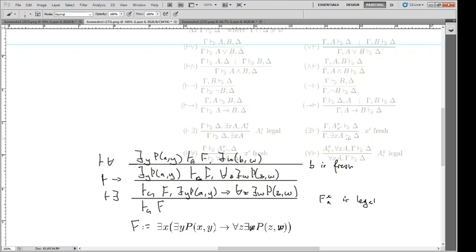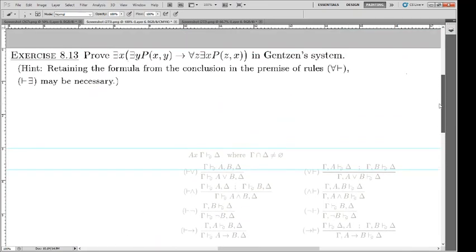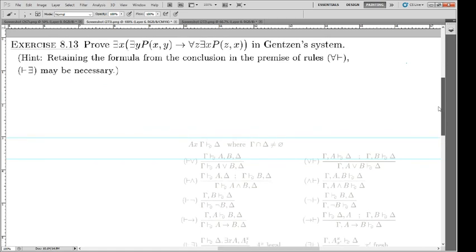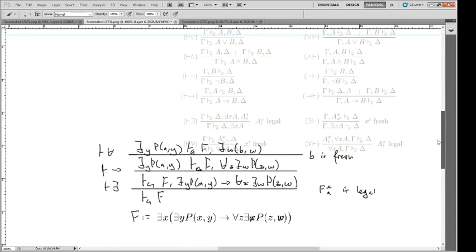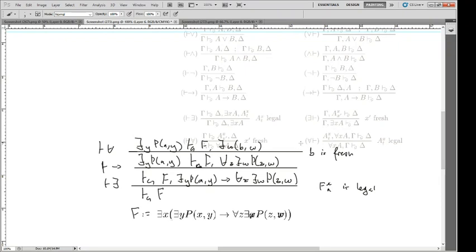Okay, and here I'm going to stop and try to explain what the next couple steps are going to be. Remember in the hint, they said that we should retain the formulas that we get from the conclusion in the premise of those rules. So what they're trying to say is that we have to go back here and retain what we have and keep using it later on. So here we have a predicate P with a and y, and here we should have had predicate P. I'm just going to rewrite that because I forgot the P. We're going to have the predicate P, but here we have b and w. Now we can't.